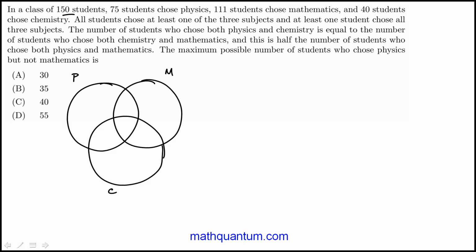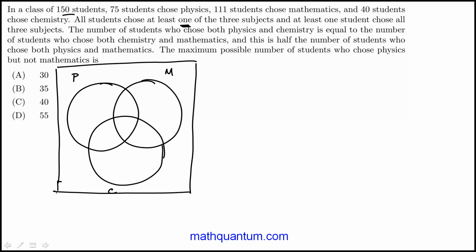So this is a hard triple Venn diagram problem, and I will set it up algebraically. The first condition we're told is that all students choose at least one of the three subjects. So that means that if we consider the entire box here, there's no student here that hasn't chosen a single subject. So this entire box totals 150.